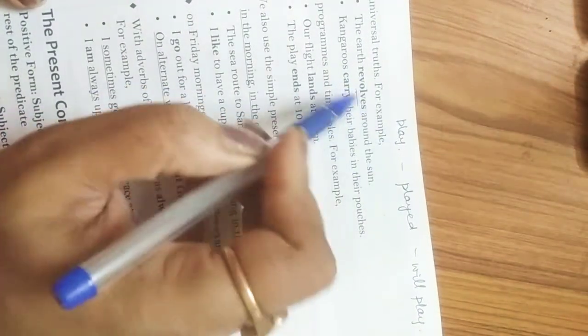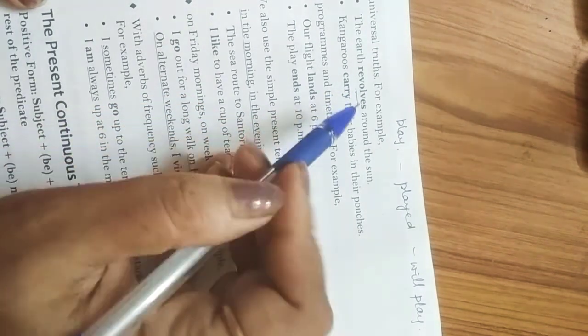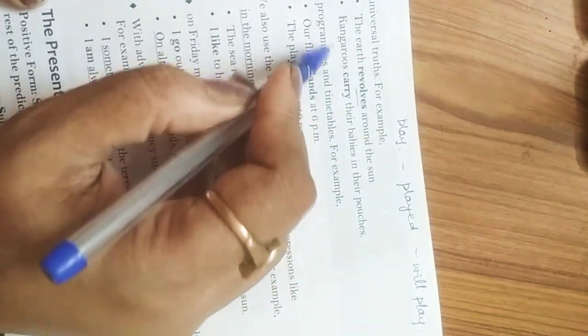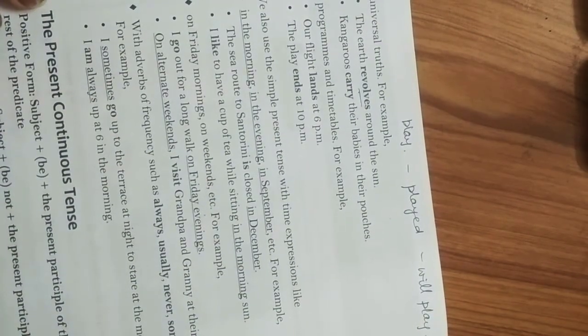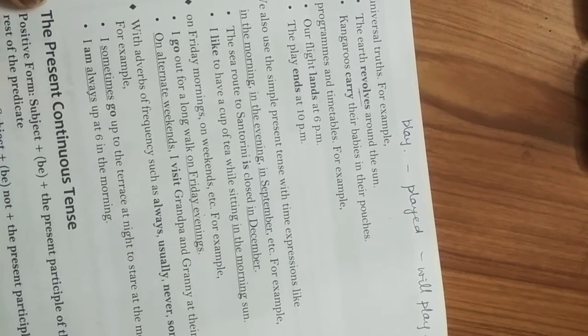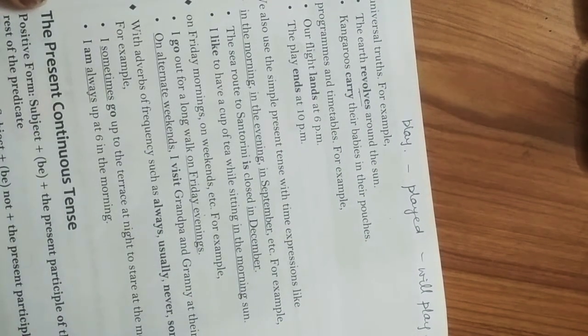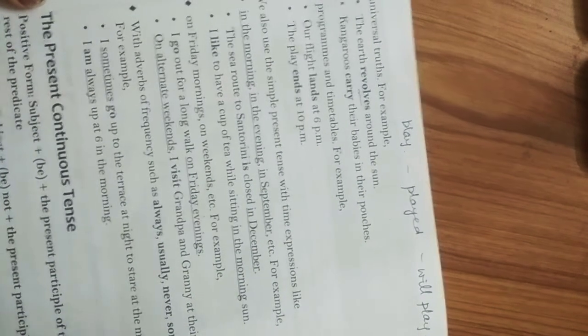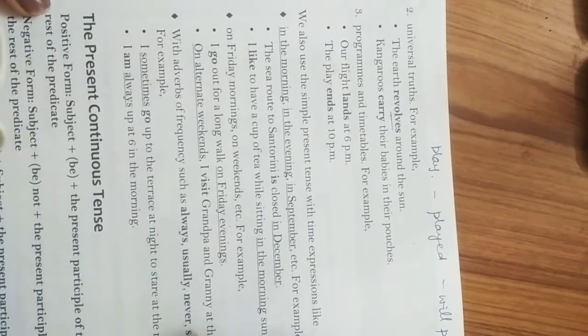So taking those basic terms of the verbs which are present, when we talk of them, they are the simple present terms. Example, kangaroos carry their babies in their pouches. Now these are universal truths, that they do it like this, they carry their babies in the pouch. Then the third place where they are used is programs and timetables. Whatever schedule is there, we also use the simple present tense.